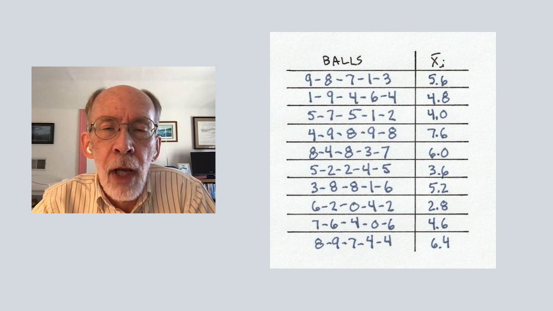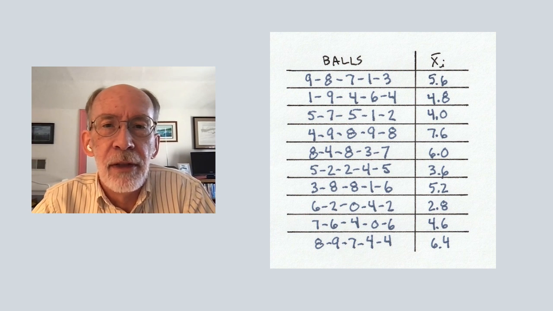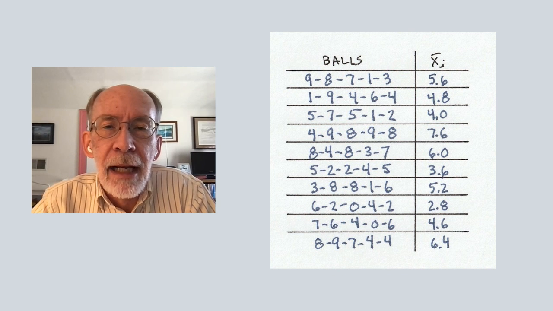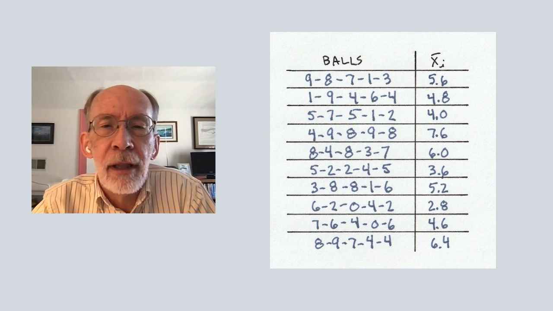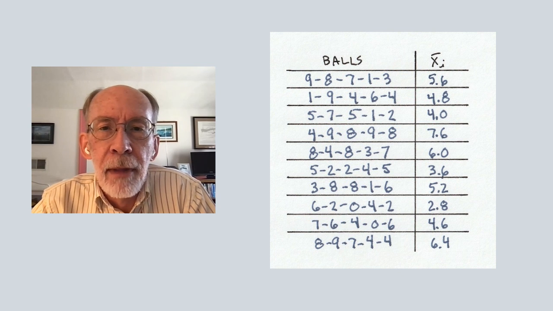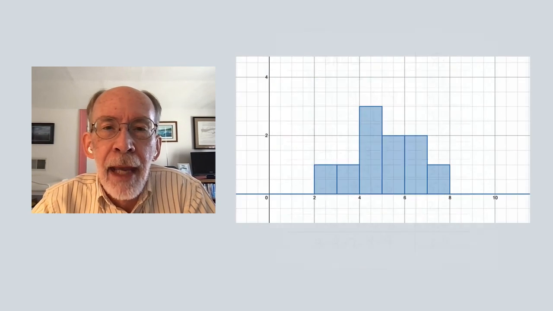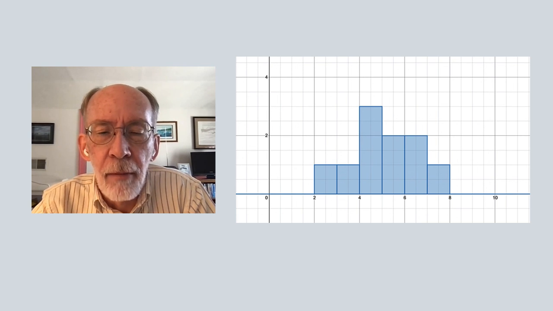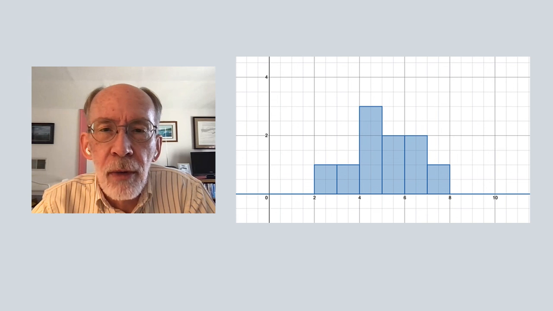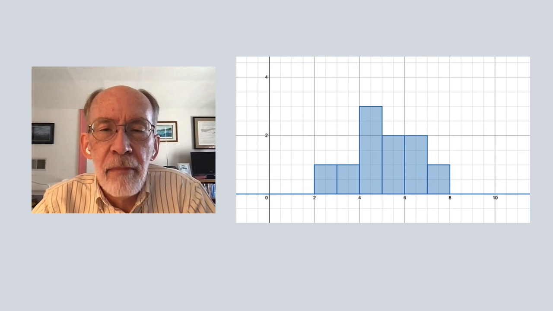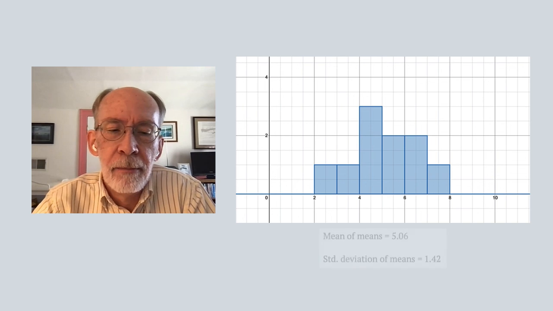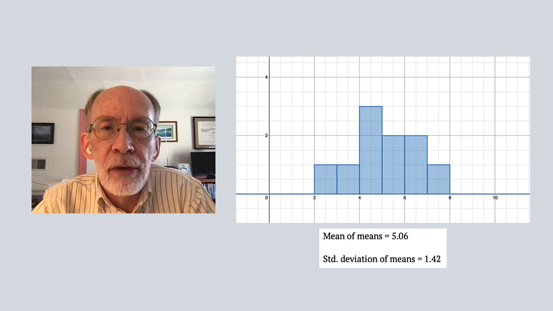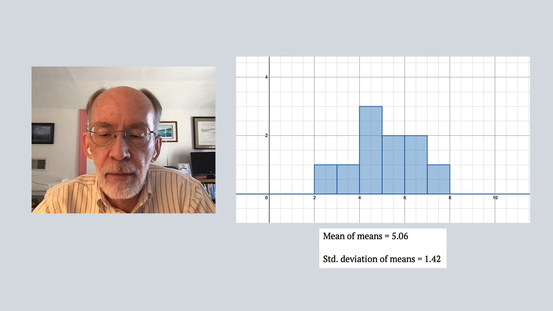So you'll see on your screen the results of 10 of these repetitions of these samples of size 5. And I will make a graph of the frequencies of those means, of those samples of size 5. And you'll notice that the shape of that graph is not the same as the shape of the original probability distribution. It's not uniform. It's begun to clump a little more towards the middle. If you find the mean and the standard deviation of these means, the mean is about 5.06. Standard deviation is about 1.42.